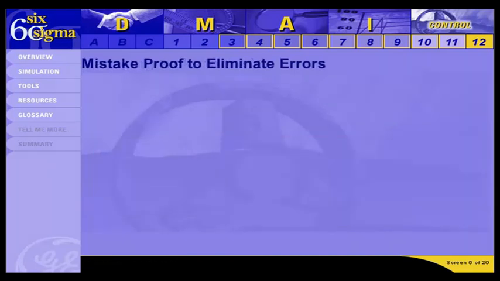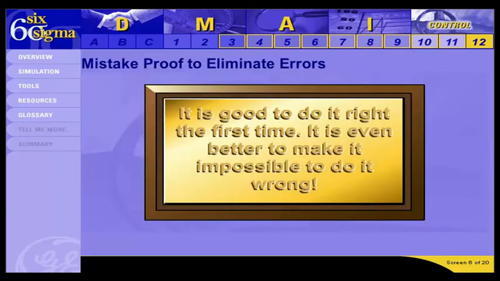As I mentioned before, mistake proofing is a method for avoiding errors in a process, so it should be considered prior to utilizing statistical process control. The simplest definition I can give is: mistake proofing is a technique for eliminating errors by making it impossible to make mistakes in the process. Click Next to continue.